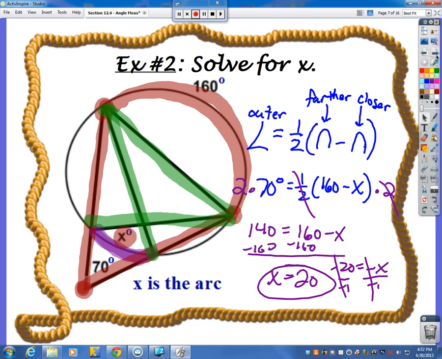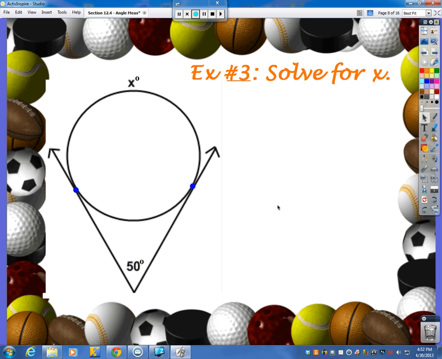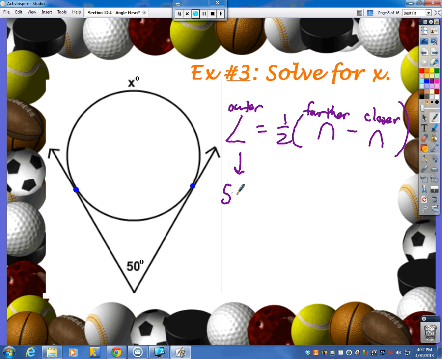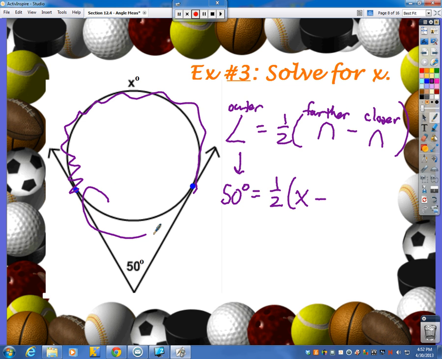That's what I do. Number 3, we got an angle. It's on the outside here. So chances are I'm going to use one of those difference formulas. So the outer angle is equal to half of what I call the farther arc minus the closer arc. Okay, so the outer angle, hey, that's my 50 degrees. The farther away arc, well, that would be this x here, sweet, minus the closer arc. That would be this guy.